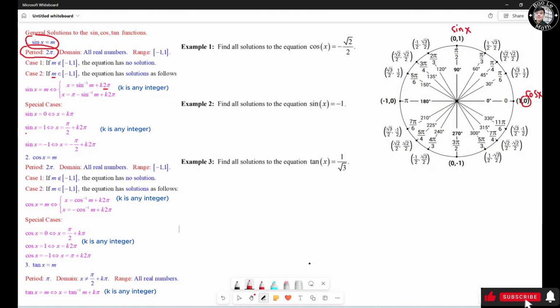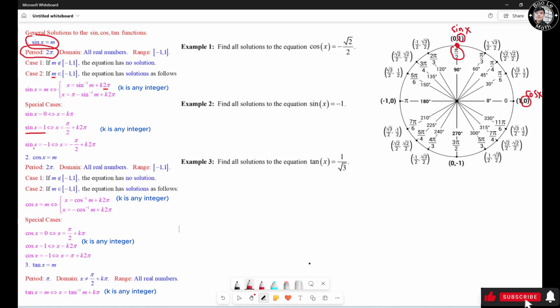Now, the second special case: sine s equals 1. So 1 right here, which means s equals pi over 2 right here, plus k 2 pi, because you need to repeat one full period to go back to the original 1.